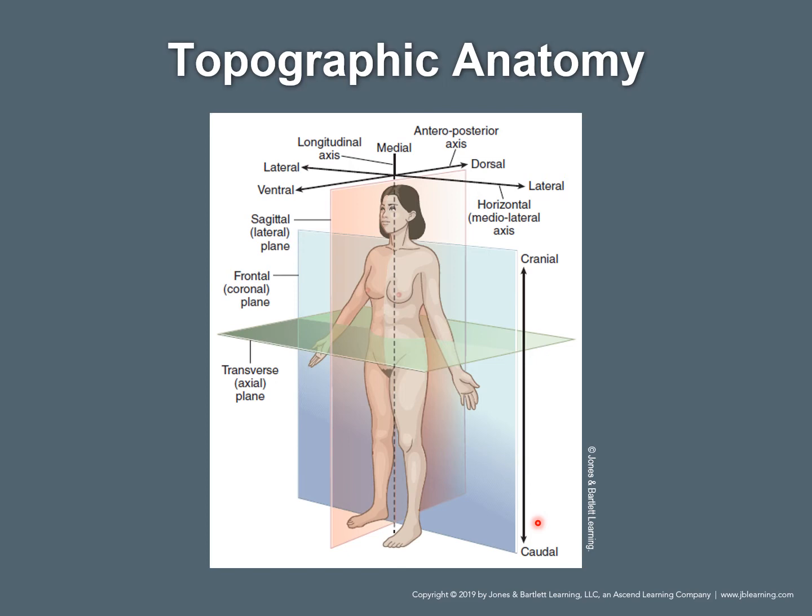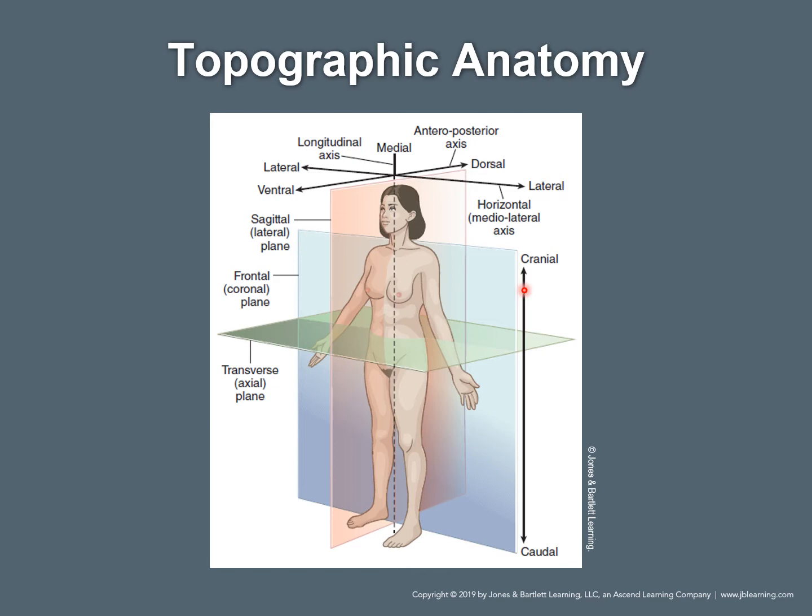So you have different axes. Each one correlates with a plane. So you have your antero-posterior axis. Here, that is going to go perpendicular to the coronal plane. I know that this all kind of squishes together and runs together, so bear with me. Your coronal plane is this blue one here, and your antero-posterior axis goes along with that plane.